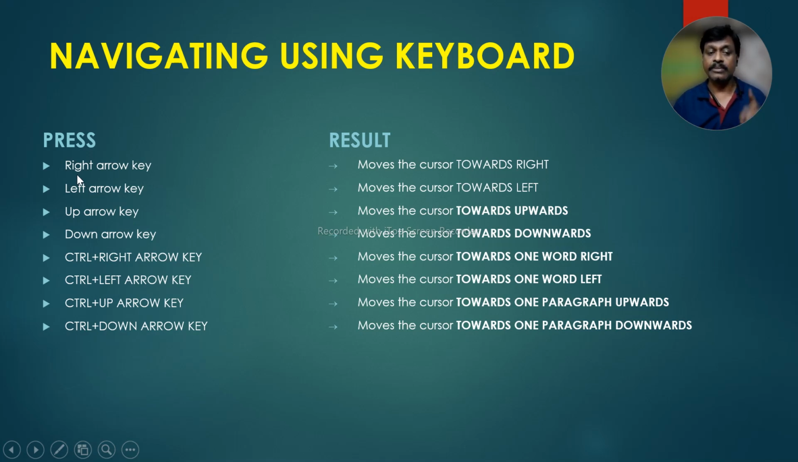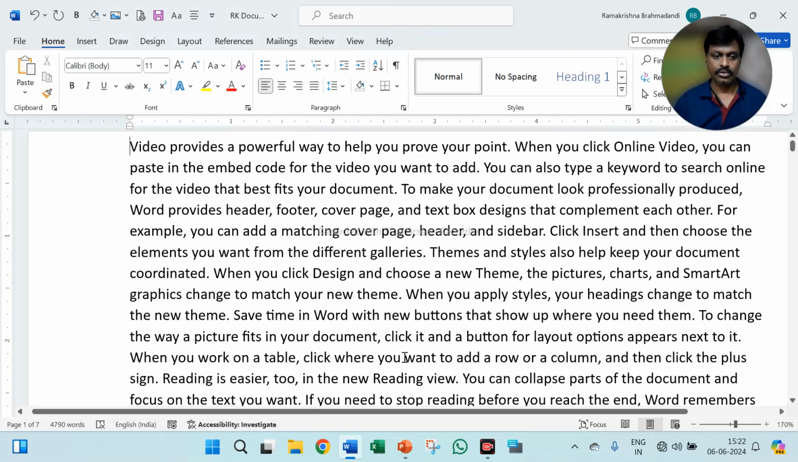There are four cursor control keys: right arrow key, left arrow key, up arrow key, and down arrow key. First of all, we will learn these, and then we will go ahead. Where is my cursor? Here. If I want to move the cursor, this is also navigating.